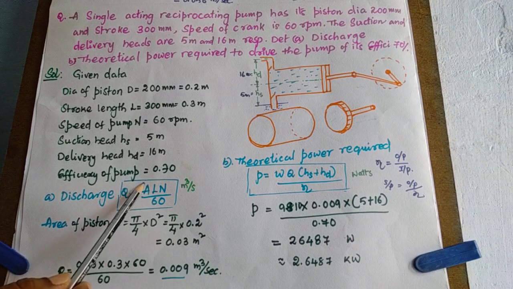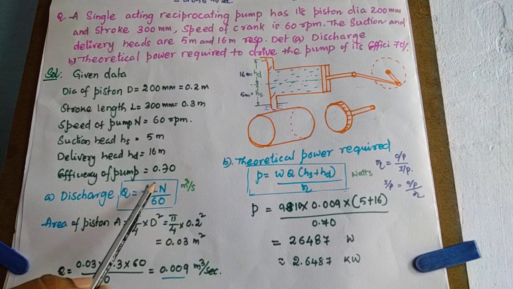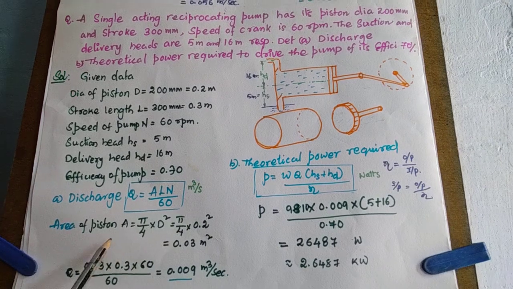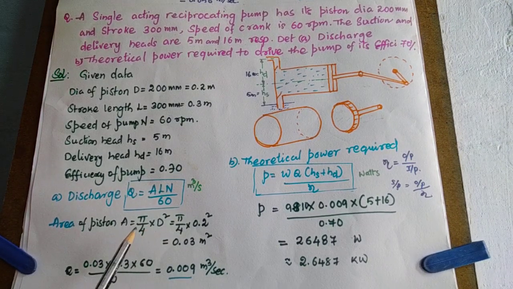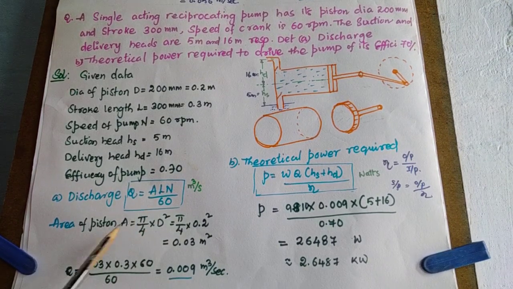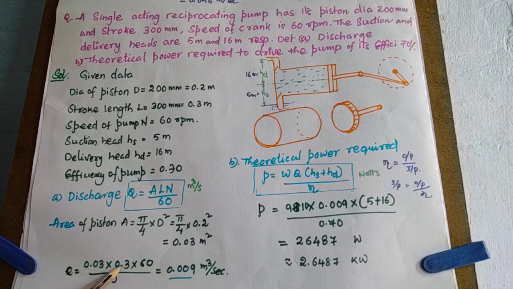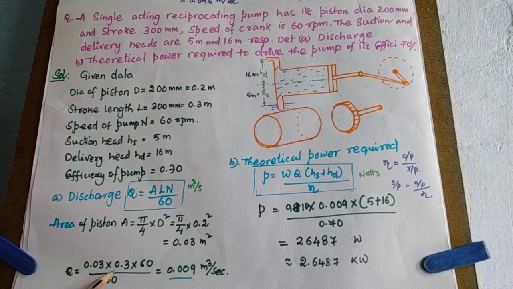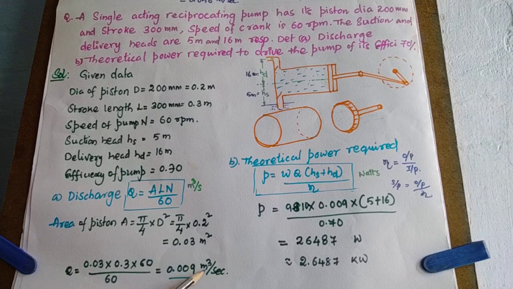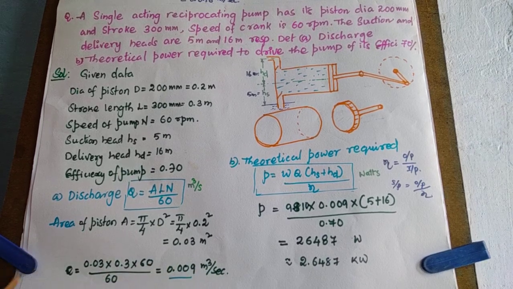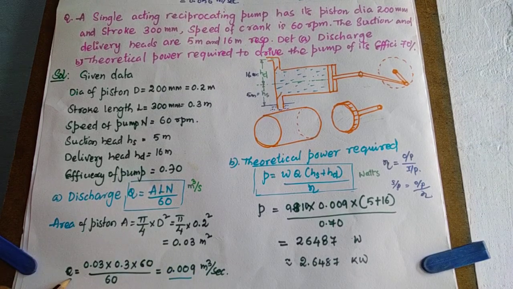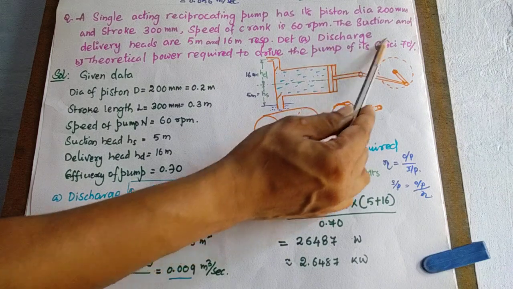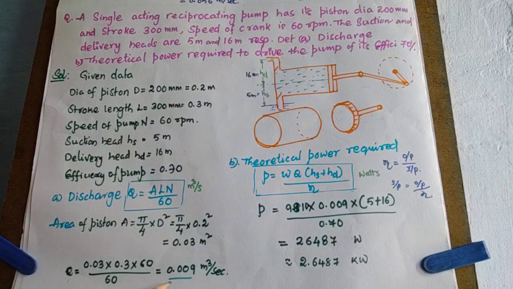Now all the values are readily available: area of the piston, length of the stroke, and number of revolutions. Just substitute all the values in this formula: area, length of the stroke, and number of revolutions by 60. That gives the discharge, which is the theoretical discharge, 0.009 meter cube per second. That is what was asked, the theoretical discharge. So you got this one.